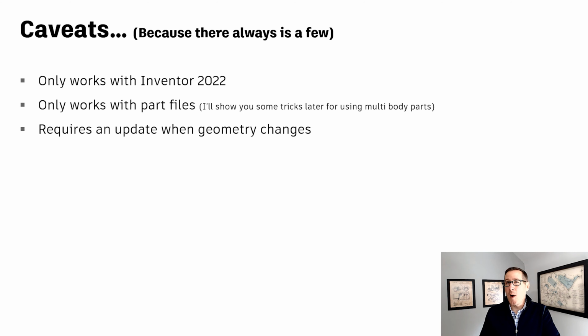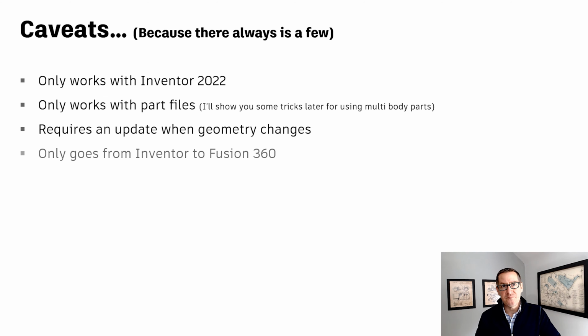Next is it requires an update when the geometry changes. And if you're an Inventor user or a Fusion user, you're always kind of used to things being associative and being live and active all the time. This doesn't work that way in this release. What you will need to do is make an update and push that file over. Again, I'll show that during the demo. And then Fusion 360 recognizes there's a new part there and updates the geometry. And then it only goes from Inventor to Fusion 360. It does not go the other way.